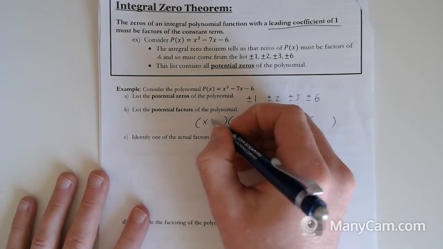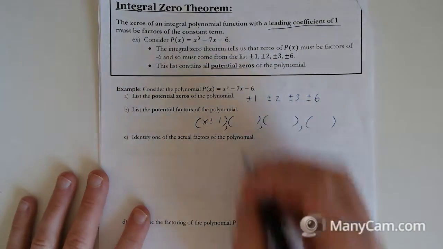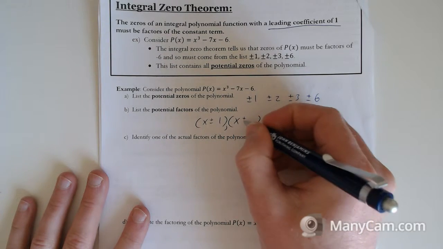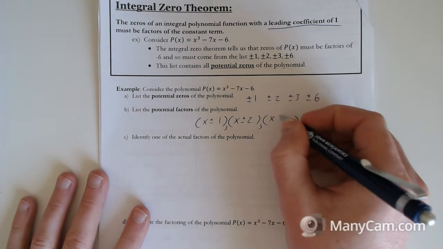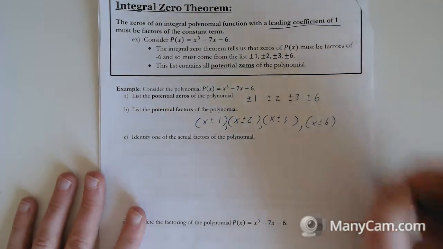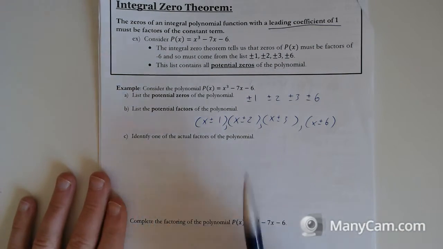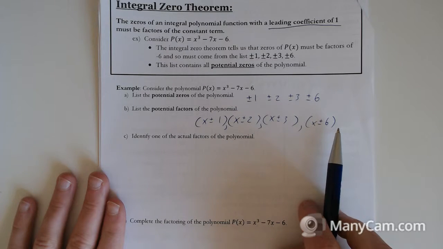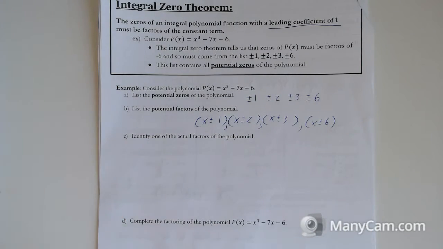So x plus or minus 1 could be one of the factors. x plus or minus 2, x plus or minus 3, and x plus or minus 6. So those are 8 different bracketed ones, and 3 of these are in our function. We just have to find out which ones. So identify one of the actual factors of the polynomial.